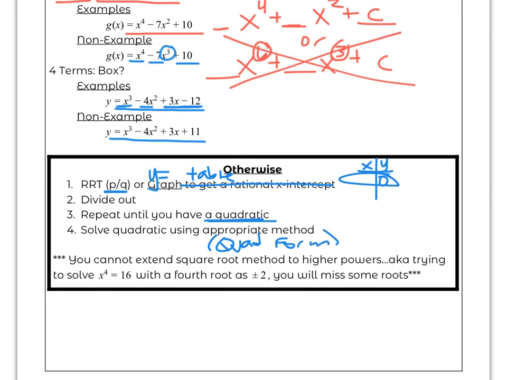Note that you can't extend the square root method to higher powers. So I cannot solve x to the fourth equals 16 by doing the fourth root. I cannot solve x cubed equals 27 by doing the cube root. And it only works for squares.